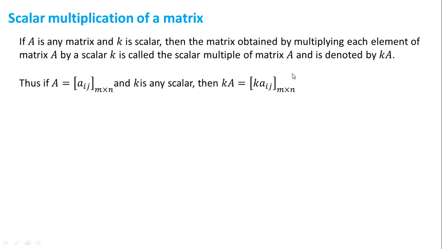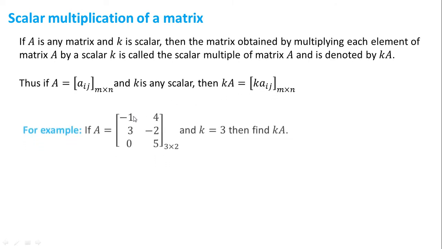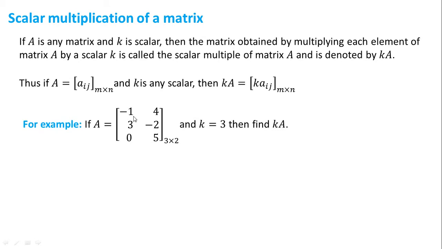Let us take one example. In general, symbolically, if A is equal to [aij] of order m by n, any matrix, and K is any scalar, then K into A is written as [K aij], whose order is m by n. By example, you will get a clear idea. Take any matrix like this, and suppose K is equal to 3, the scalar given to you, and we have to find K into A, which is 3 into this.